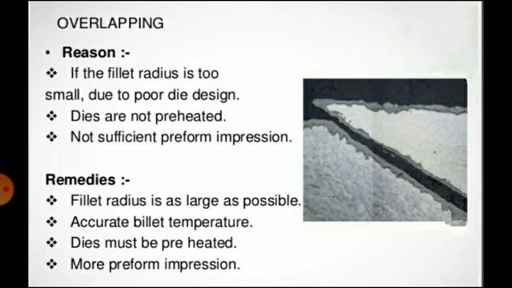The next defect is overlapping. The reasons for overlapping: the fillet radius is too small due to poor die design, dies are not preheated, and the preform impression is not sufficient. Remedies to avoid overlapping: make the fillet radius as large as possible, maintain an accurate billet temperature, preheat the dies, and provide more preform impression. So this is regarding forging defects and their remedies.